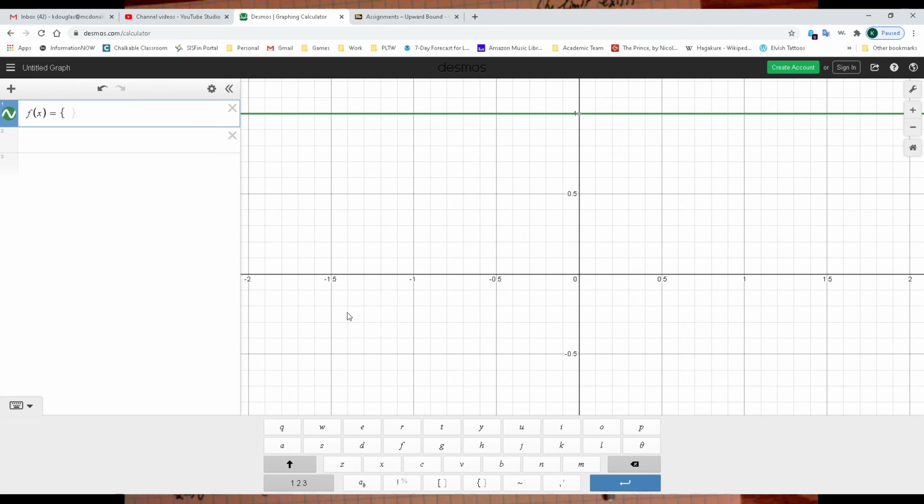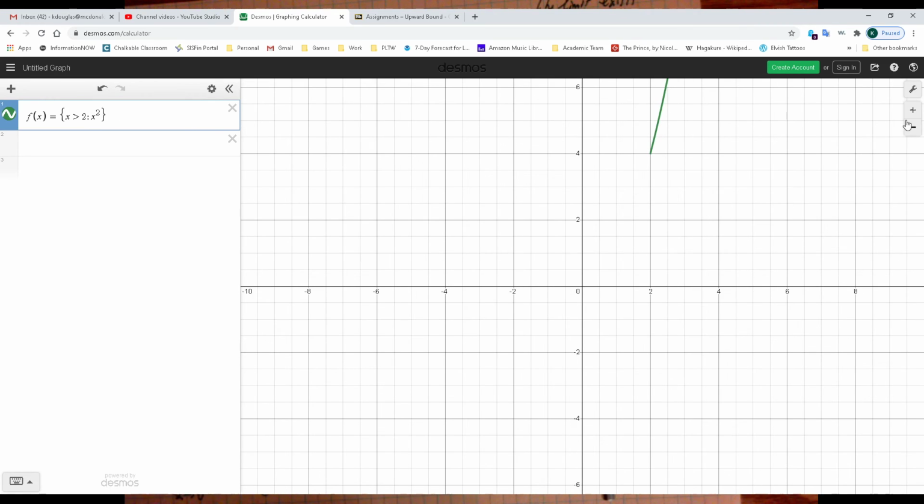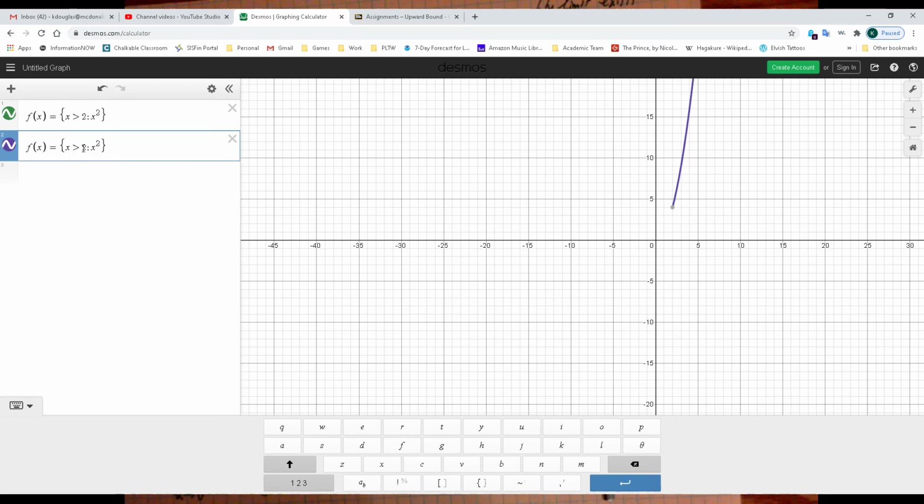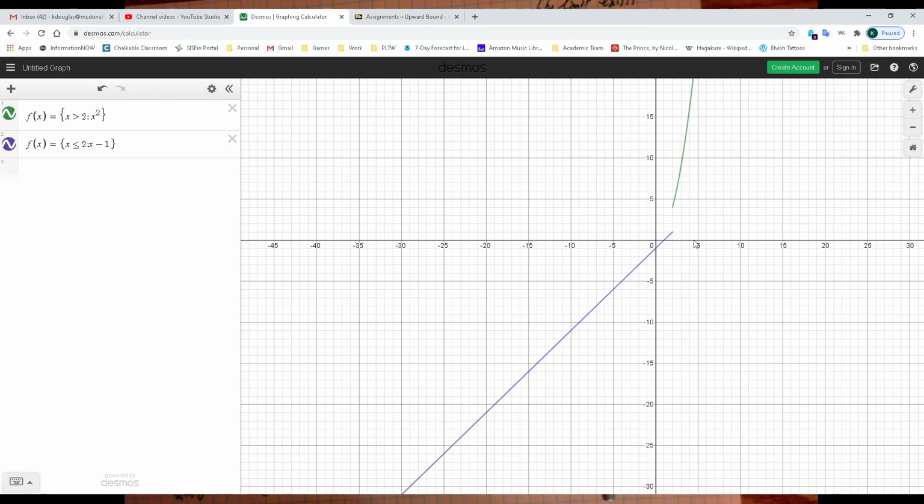The first thing you need to do is title it what the function is. So we do x squared for x greater than 2. Let's do this the other way. There we go. There's my graph. And then do the same thing, but instead, there we go. Let's look at this graph.